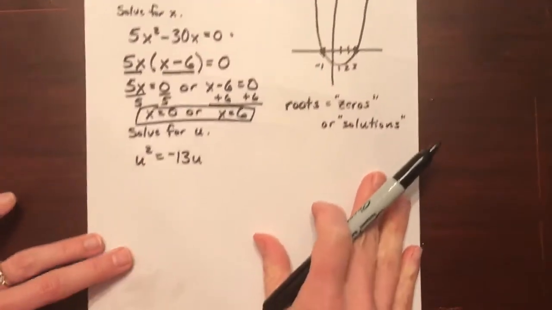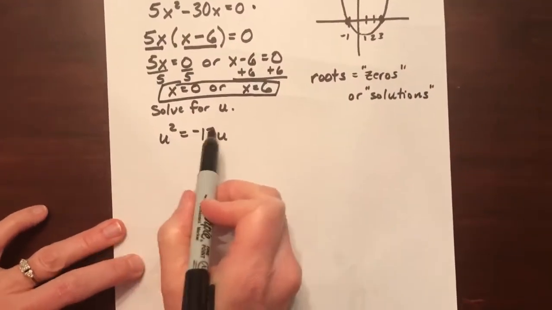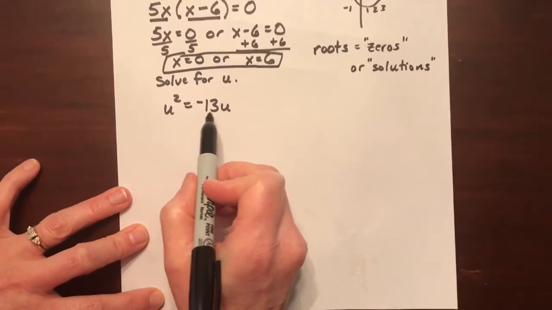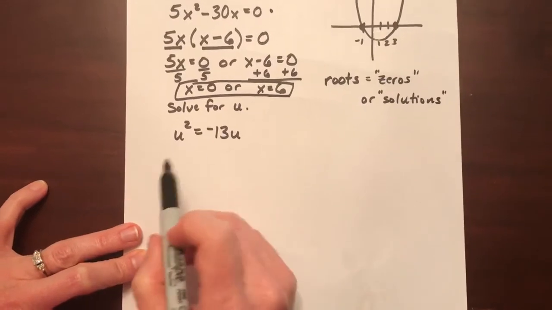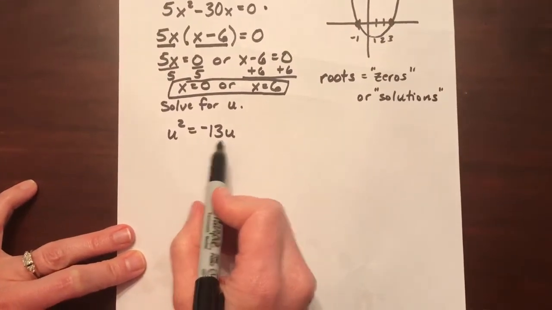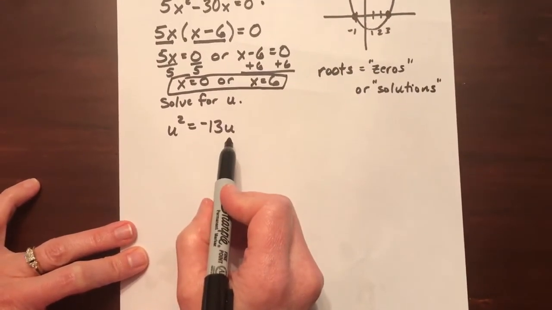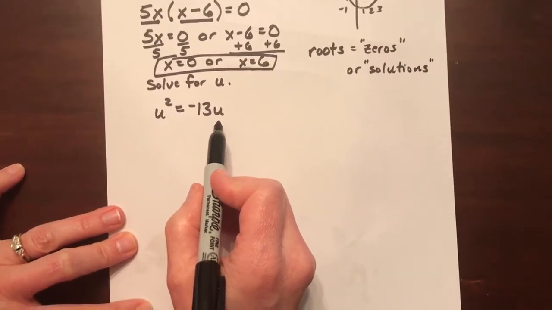Let's look at a second example. This says solve for u. I've got u squared equals -13u. Before I can do any solving or any factoring, I need to move both of these terms to one side of the equation so that this is equal to 0.